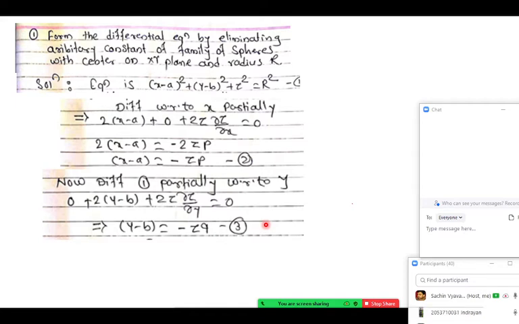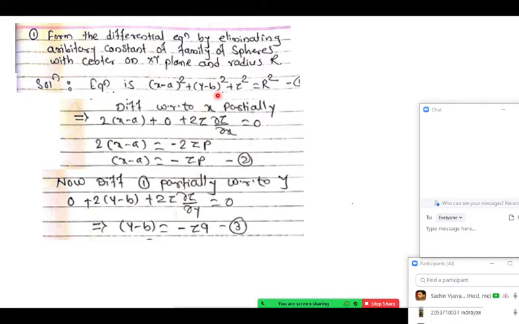With the help of equations 2 and 3, find the value of a and b, then substitute it in 1. Not required, not required. Why only a? You can directly replace the bracket value, no? Why make it complicated again? That is also okay, but you can directly replace x minus a as minus zp there, is it?